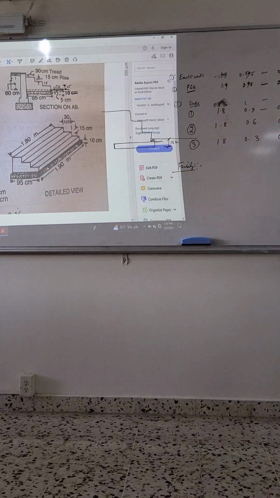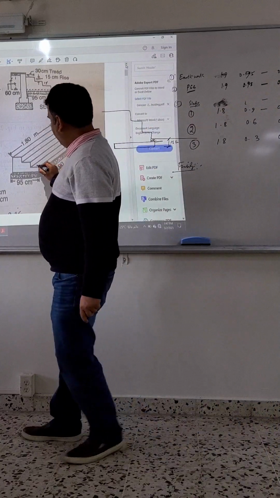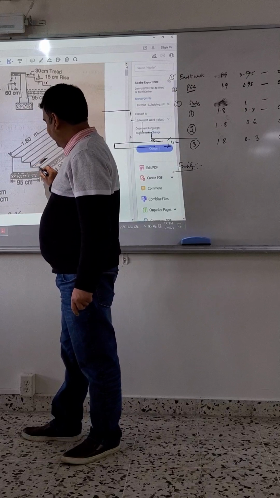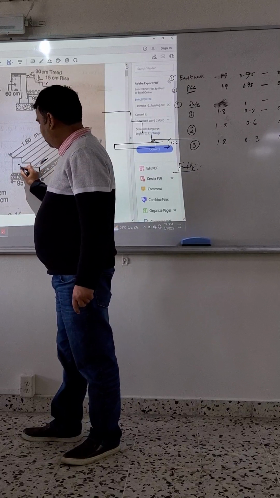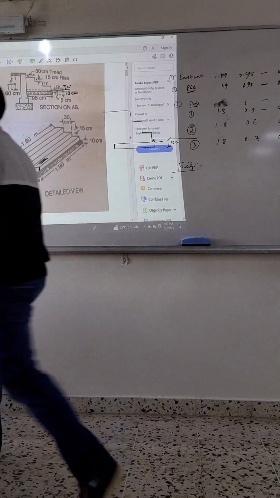Just tell me, finishing. Finishing means first plaster. There are two types of finishing here. You have to do the finishing here, and you have to do the finishing here, and you have to do the finishing on the other side. Okay? Just see here.